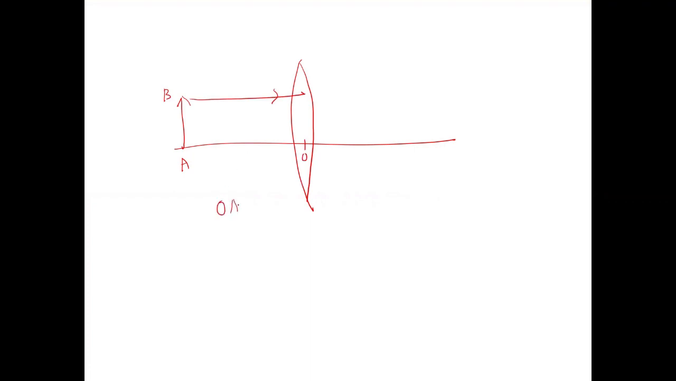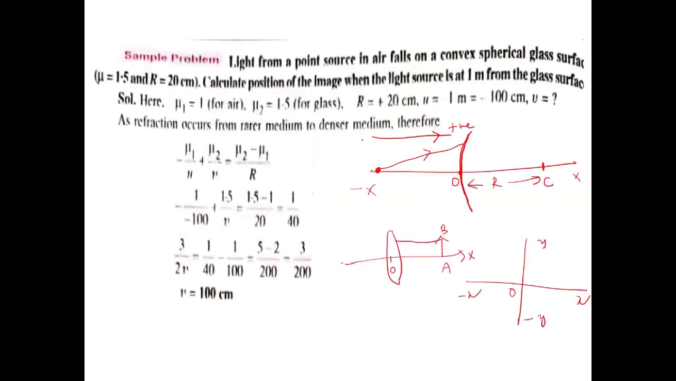Suppose you take a thin lens and an object is here. Light is going to strike from the object to the lens, and we measure distance from the optic center. So OA is minus U, because the direction of incident light I am taking as positive. Suppose the image A dash B dash is formed here. Then OA dash will be positive, because it is along the direction of incident light. This point you have to make very clear.